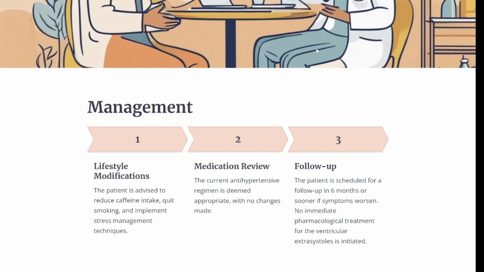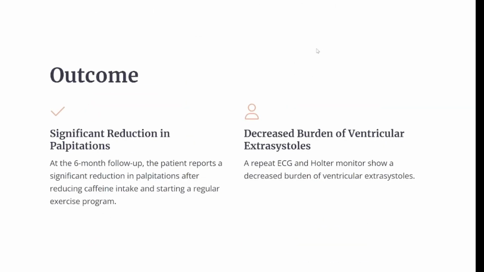Medication review: the current antihypertensive regimen is deemed appropriate, with no changes made. Follow-up: the patient is scheduled for a follow-up in 6 months or sooner if symptoms worsen. Given the benign nature of the findings and the absence of structural heart disease, no immediate pharmacological treatment for the ventricular extrasystoles is initiated.